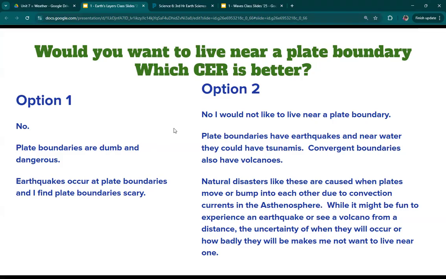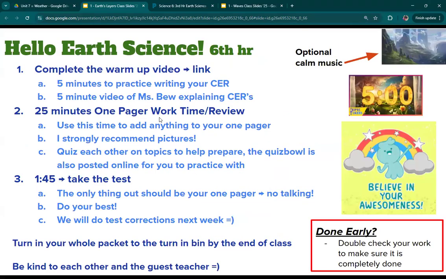So today what you'll be doing for the next 20 minutes or so is you'll be making sure that your one-pagers are good to go. So you have completed the warm-up now. You'll get about 25 minutes to work on your one-pagers. At 1:45, you will start to take the test. So when you're working on your one-pager, I strongly recommend pictures. Can't recommend that enough. Quiz each other on topics. Help prepare each other for what's going to happen.